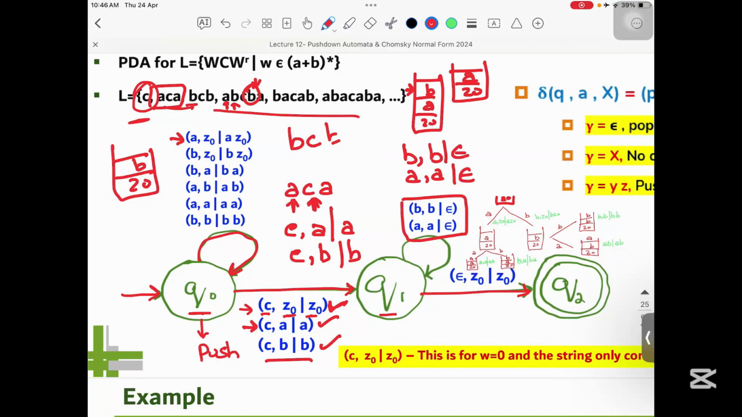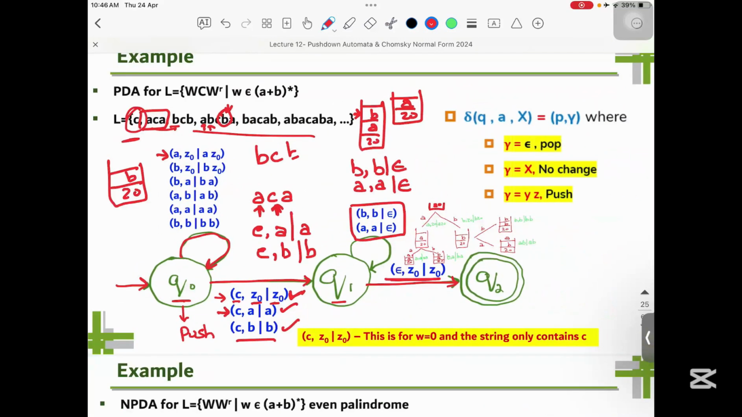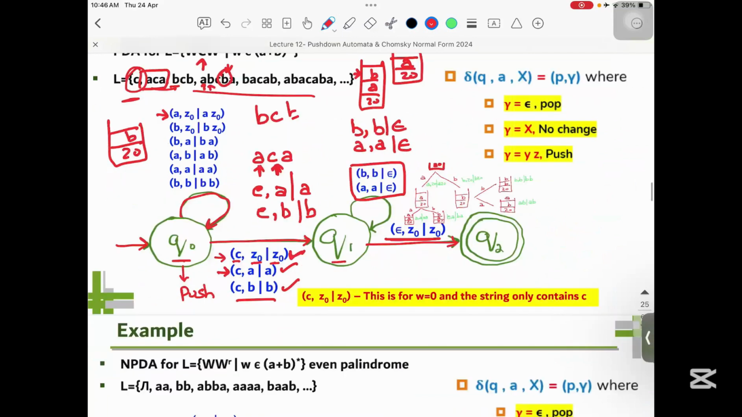If it is same, then you have to do that. If it is different, then it will not be a palindrome. And at the end, you need to write an acceptance condition. This is about the palindrome, where it is very clear what is basically the middle element.